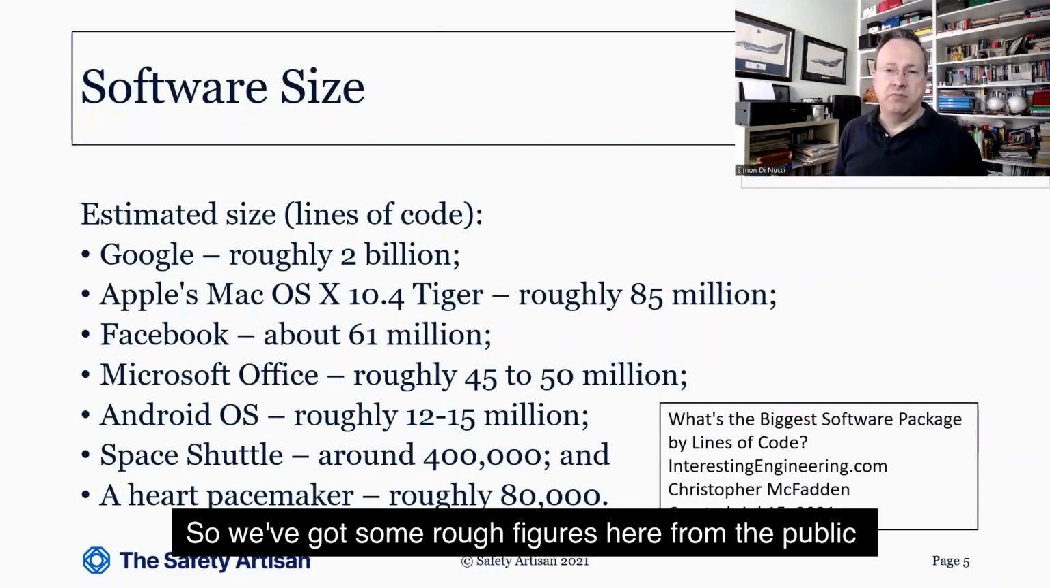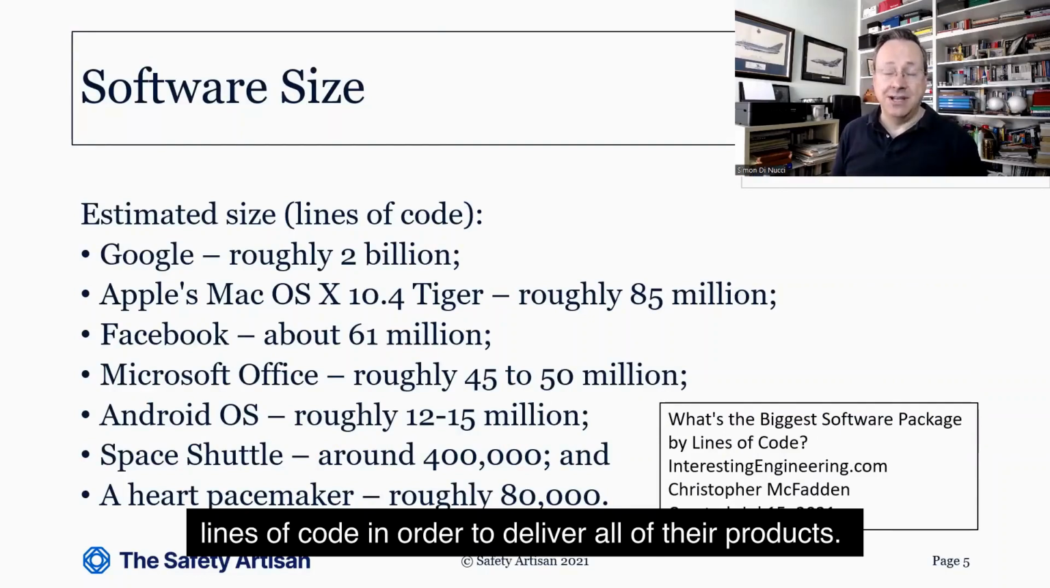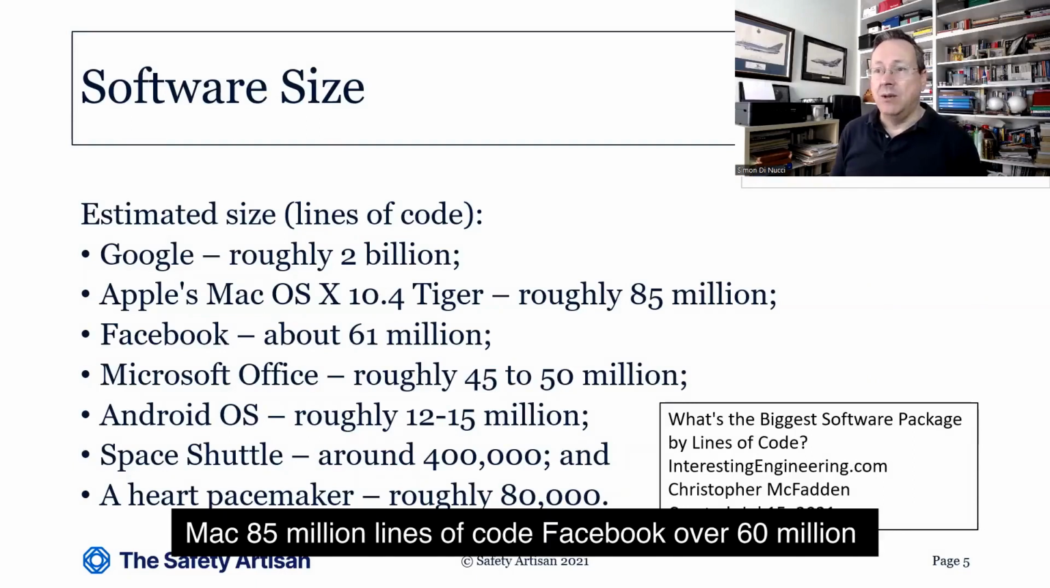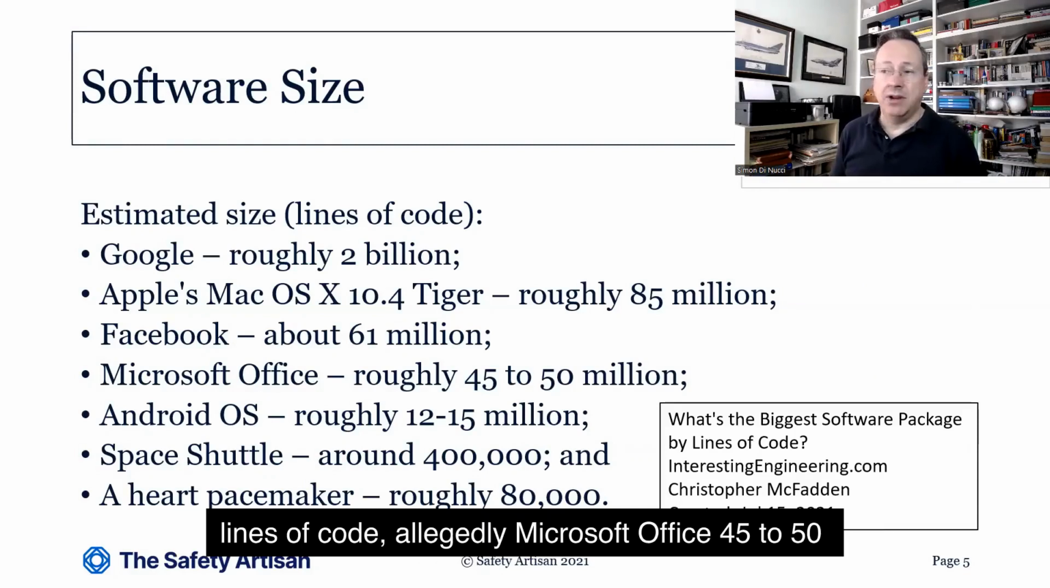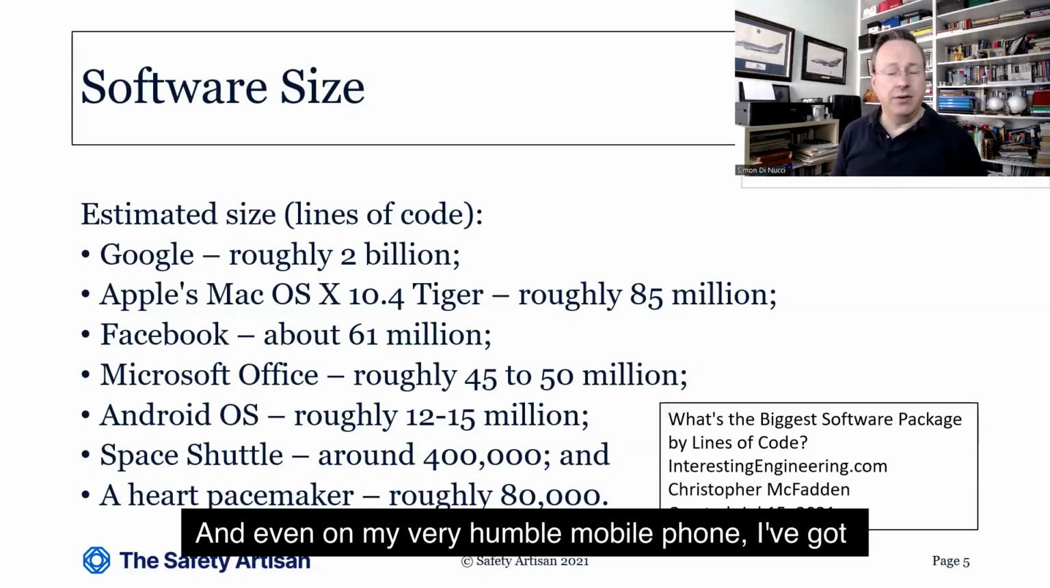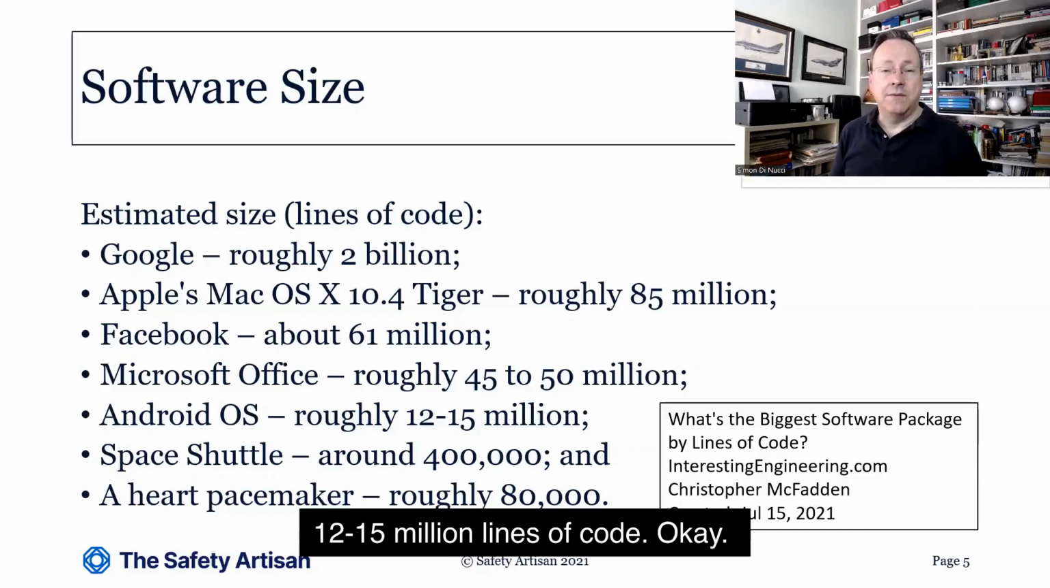So we've got some rough figures here from the public domain. Google allegedly is running around 2 billion lines of code in order to deliver all of their products. And then we've got a large operating system like Apple Mac, 85 million lines of code. Facebook, over 60 million lines of code allegedly. Microsoft Office, 45 to 50 million, and so on. And even on my very humble mobile phone, I've got 12 to 15 million lines of code, okay?